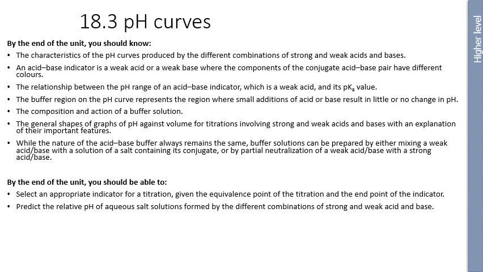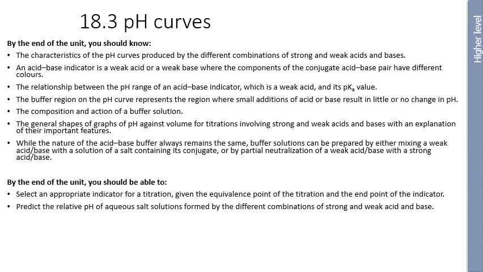So for the final subunit in the acids and bases unit, this is the last HL section, it's pH curves. By the end of the unit, you should know the characteristics of the pH curves produced by a combination of strong and weak acids and bases, a relationship around acid-base indicators and which one to use, the relationship between pH range of an indicator, which is a weak acid, and its pKa value, know what a buffer region is, the composition and action of a buffer solution, and the general shapes of the pH against volume for titrations of weak acids and strong acids and weak bases and strong acids.